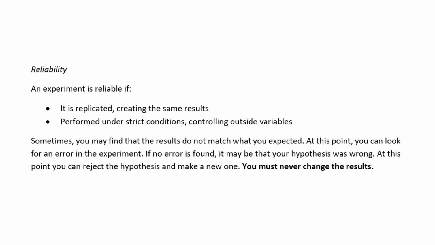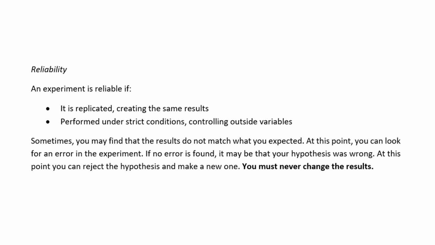For reliability, we'll just touch on this now. An experiment is reliable if it is replicated. Replicated means repeated. So if we can do the experiment several times and we get the same results, then the experiment is said to be reliable. Also, if the experiment is done under strict conditions, so you are controlling all the other variables, then it is more reliable. If there's lots of things that are changing every time, then it would not be reliable because there's too many variables.